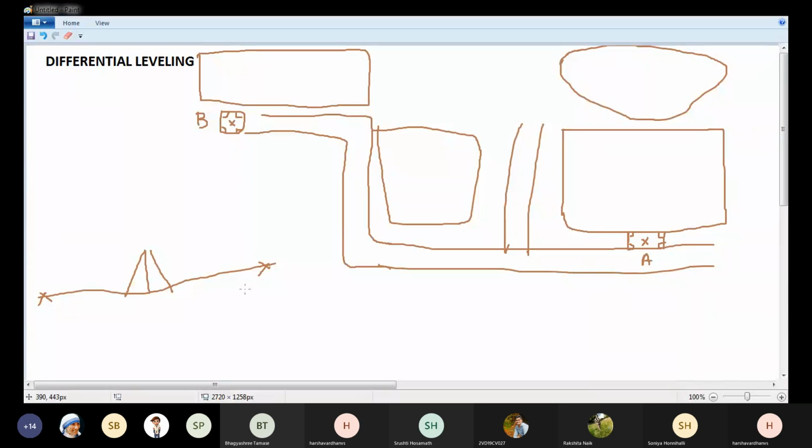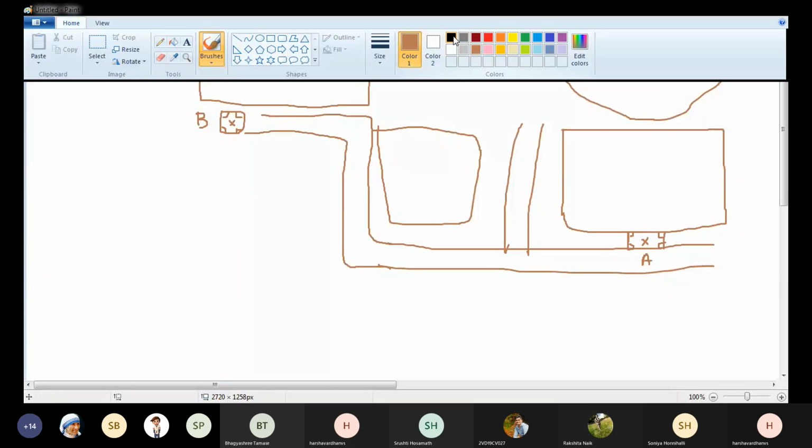Here, that is not the case. You cannot select a point and set the instrument such that point A and point B are visible from that particular point. So here we are doing differential leveling. That is, we are changing the instrument many times. So here we have to take change points. So I'll just explain the concept.